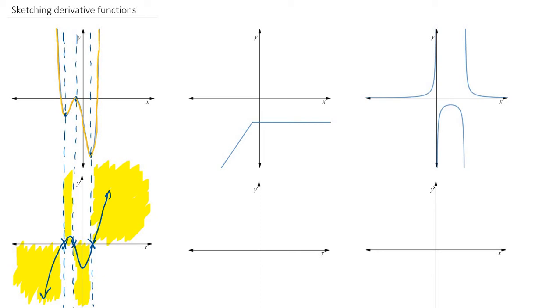The other thing you'll notice is that there is a point here where the graph is at its most positive, and that corresponds here with a point of inflection, where the graph is at its steepest and most positive. Another one of those occurs there, when the graph is at its steepest and most negative in that region.